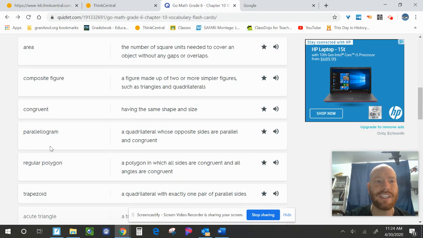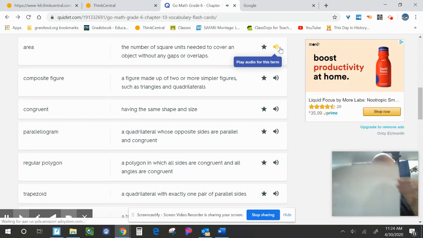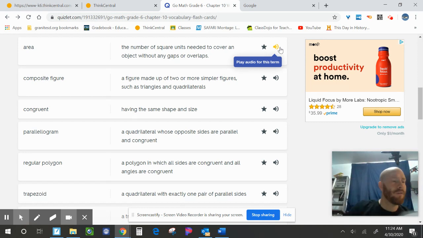So if I go to the exact same vocabulary you did yesterday, this is area. Area. The number of square units needed to cover an object without any gaps or overlaps. Okay, so area is just, if I wanted to find the area of this piece of paper, it's just how many squares will fit inside of this piece of paper all the way. If I wanted to find the area of my cell phone, just how many squares will fit inside of this cell phone.